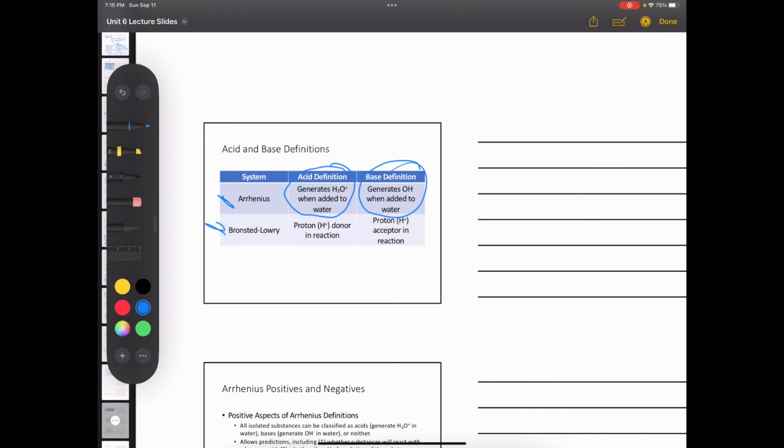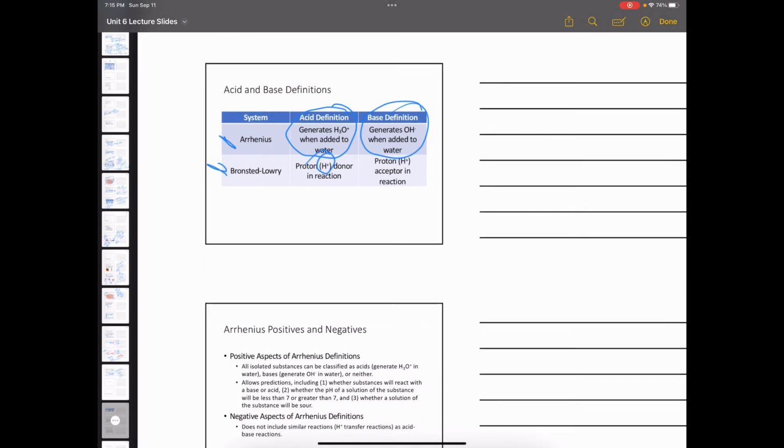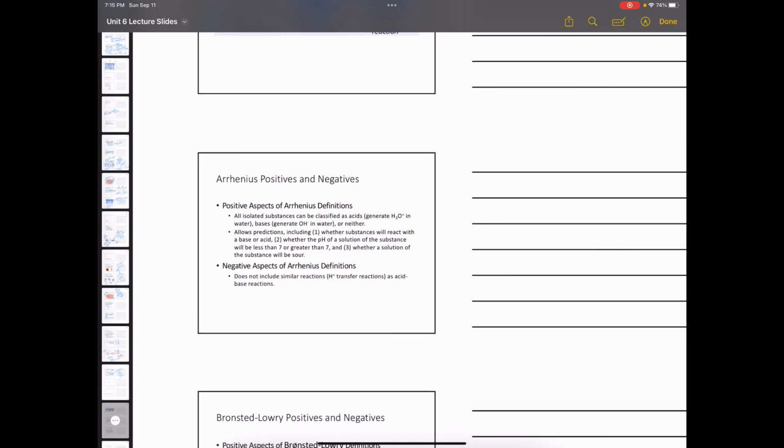Bronsted and Lowry came with another definition. It's not about the hydronium ion, it's not about the hydroxide, it's about the proton, H+, and being a donor or an acceptor of that proton. So an acid would be a donor for that proton, and the base would be an acceptor for that proton. It doesn't necessarily mean that you're forming OH-, or that the substance is forming a hydronium ion. It's about the proton donating and the proton accepting substance.